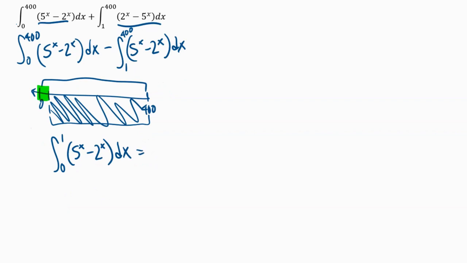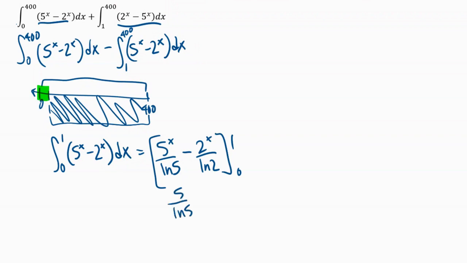And then I can find the antiderivative. The antiderivative of 5^x is 5^x over ln of 5. The antiderivative of 2^x is 2^x over ln of 2. From 0 to 1, plug in 1, you get 5 over ln 5 minus 2 over ln 2. Plug in 0. Okay, 5 to the 0 is 1. 2 to the 0 is 1.